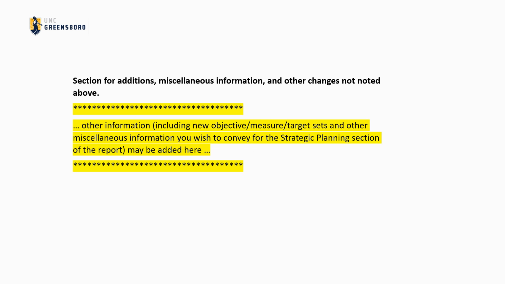Next is the section for additions, miscellaneous information, and other changes related to the strategic objective section. In this optional section, the user is provided with an editable area where other information regarding strategic objectives may be provided. For example, did the program have a strategic objective, measure, target set that wasn't listed in the template? Here's a spot to list that objective, measure, and target. Other miscellaneous information related to the strategic objectives section can be provided here as well.